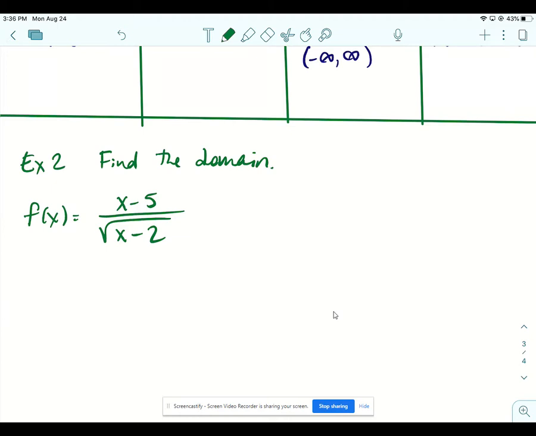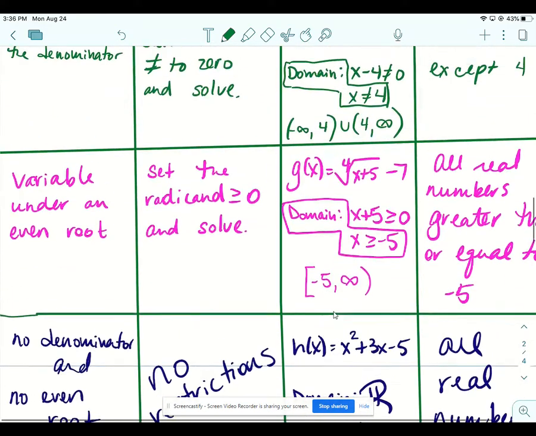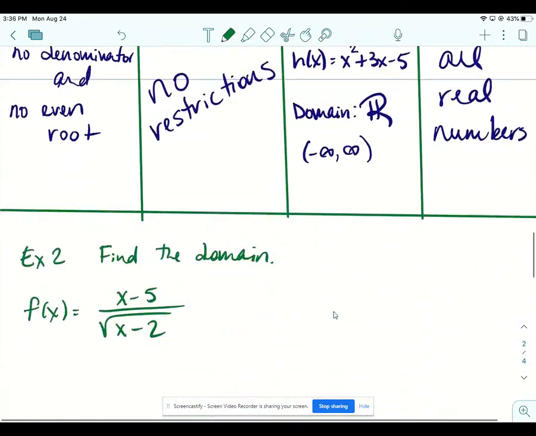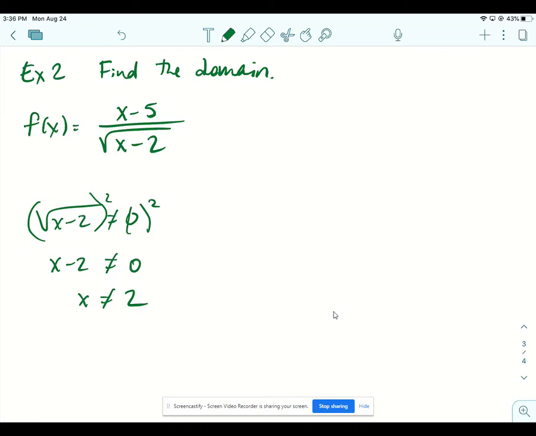So we have two things. We have a variable in the denominator and we have an even root that also happens to be in the denominator. So let's just talk about the first one. We have a variable in the denominator, so we're going to set this whole denominator not equal to 0. So to solve that, we're going to square both sides to get rid of the square root. 0 squared is 0. So what we know for 1 is that x cannot be equal to 2.